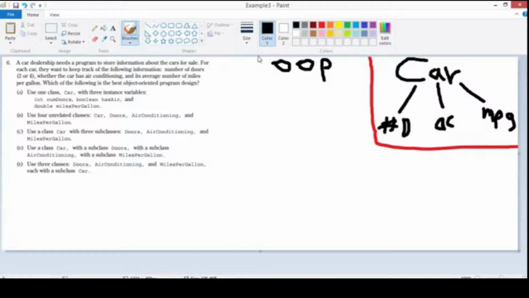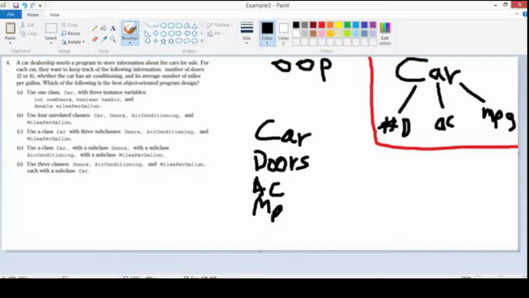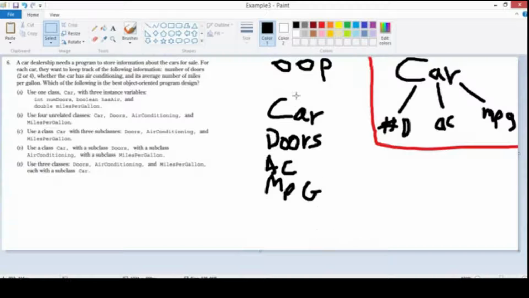Okay, the second one is we use 4 unrelated classes: a car, doors, AC, and miles per gallon. Now, what would you say is the relationship among these things? It's kind of hard to determine, really. If I asked what the relationship was among car, number of doors, AC, and miles per gallon over here, hopefully you can tell me real quick. A car is composed of a certain number of doors, whether or not it has air conditioning, and its miles per gallon. You'd be able to tell me that that is the stuff that is inside a car.